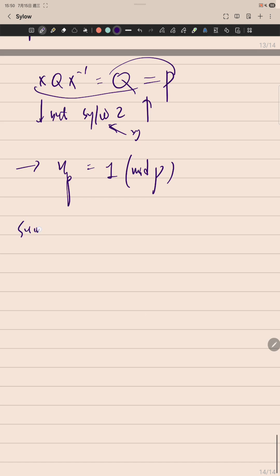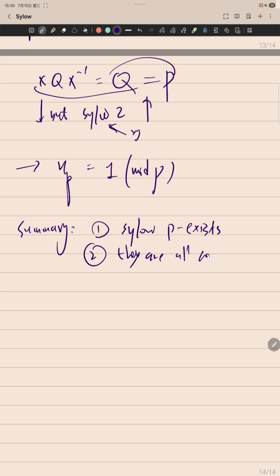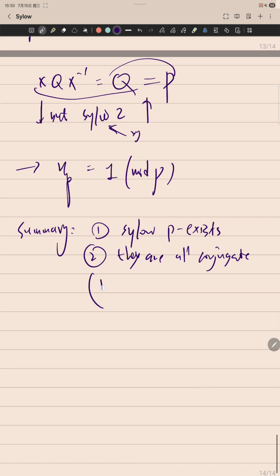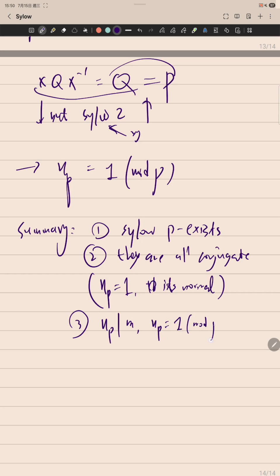So, summary. The first one is that Sylow P-subgroups exist. The second one is that they are all conjugates. So one special case is that if there's only one Sylow group, then it's normal. The third one is that N P divides M and N P is 1 mod P.